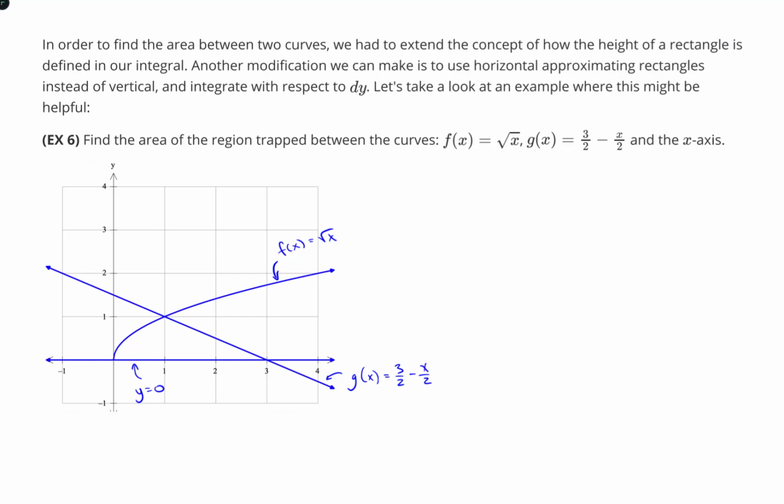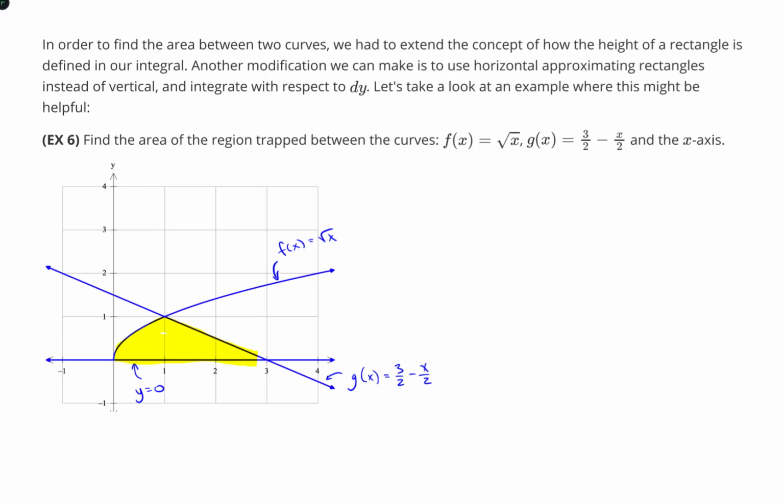Okay, so the region trapped between them clearly is this part right here, which is going to be hard to shade in, but there we go. So that's the region that we want the area of. Now, using what we've learned so far, we could set this up and we could do this.